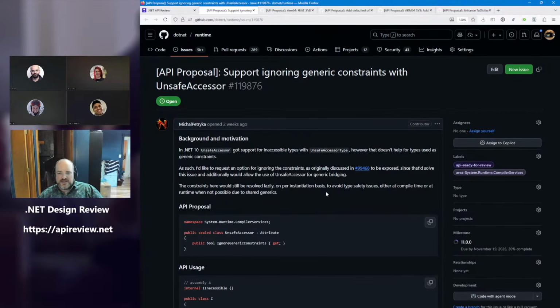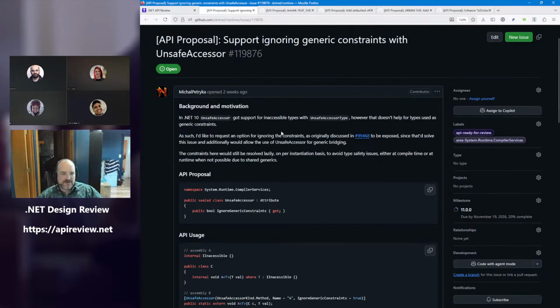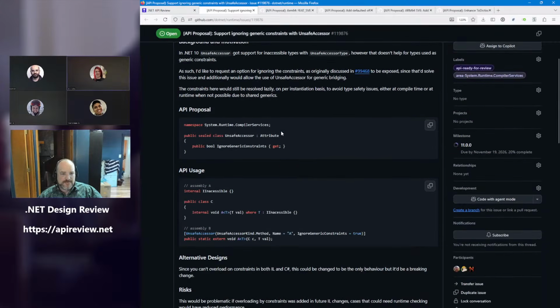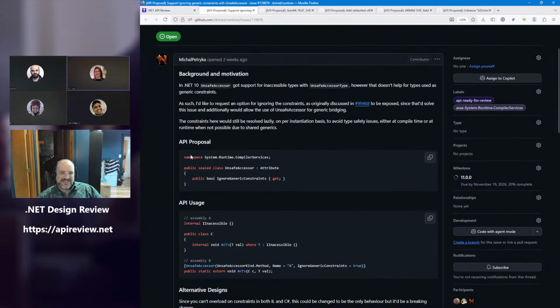Okay, we're still on 11. I don't know that we have anybody for this. Support ignoring generic constraints with unsafe accessor 119876. It's weird and doesn't make sense, so Tanner knows how it works. I'm actually not sure this one should be reviewed without getting sign off from someone from the runtime team saying it is even possible first.